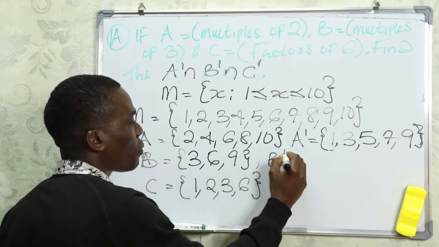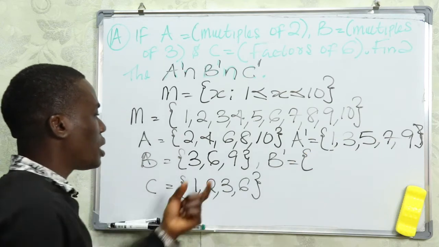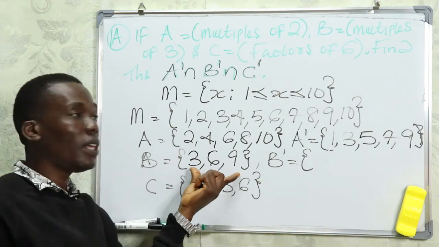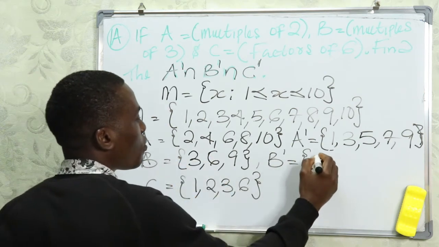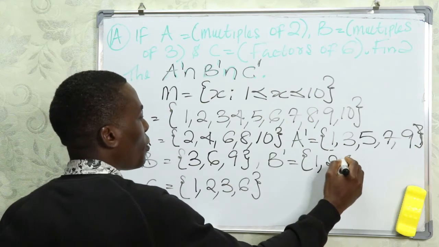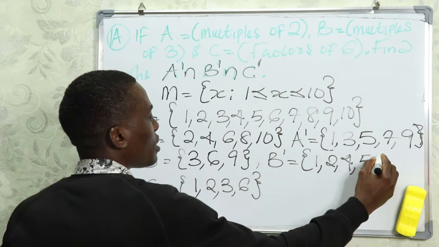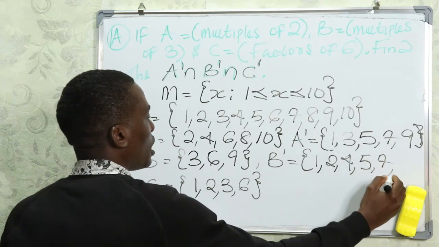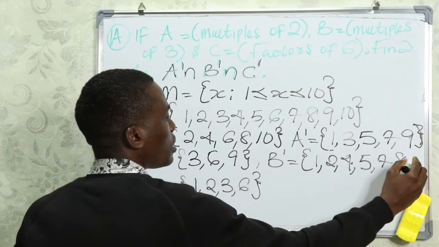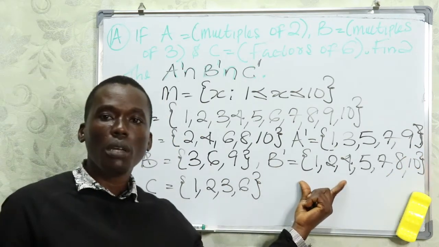We'll do the same for set B prime. Set B prime are elements in the universal set, but they are not found in set B. And what are they? We have 1, 2, 4, 5, 7, 8, and 10. All these are the elements in B prime.